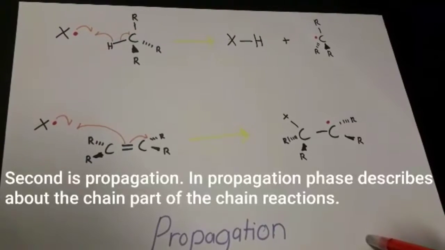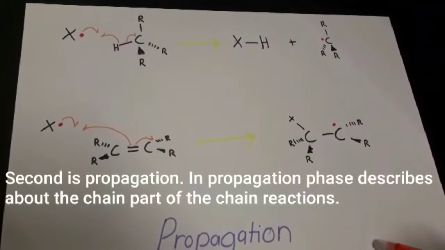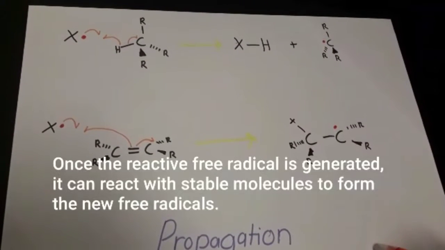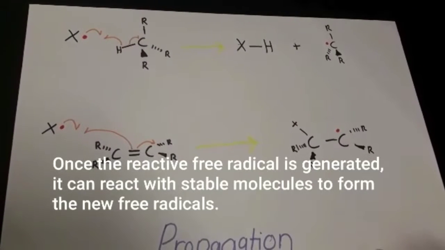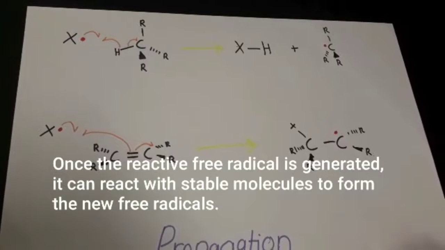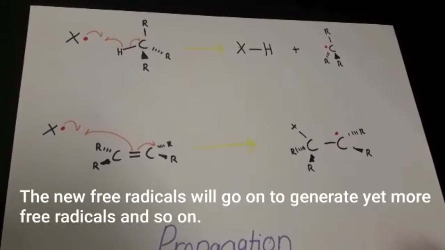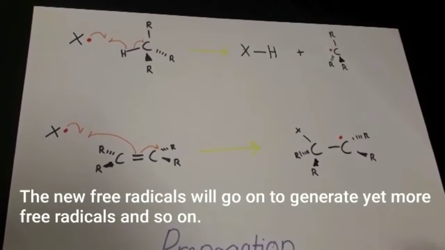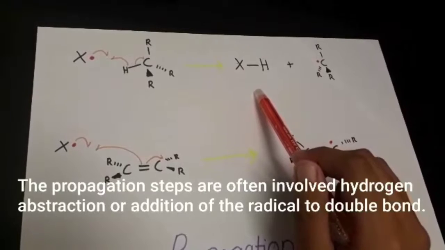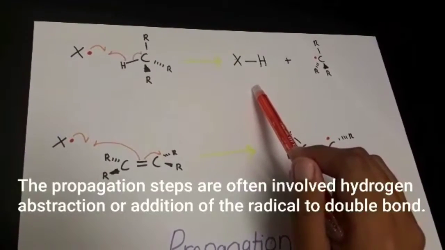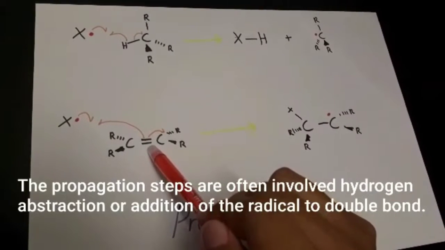Okay, second is propagation. In propagation, we first discuss the chain part of the chain reaction. Once the reactive free radical is generated, it can react with a stable molecule to form a new free radical. The new radical will go on to generate yet more free radicals, and so on. The propagation steps often involve hydrogen abstraction or the addition of the radical to the double bond.